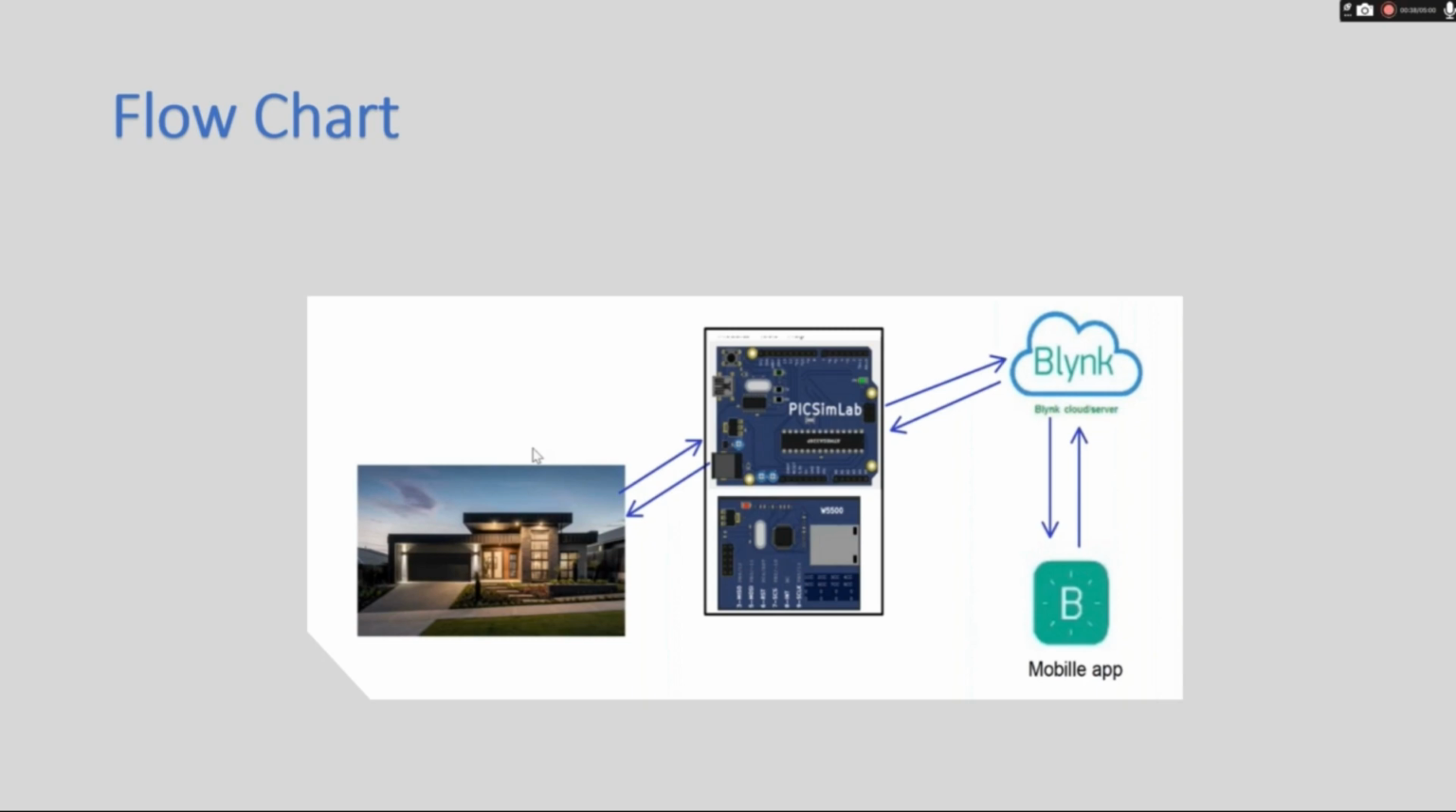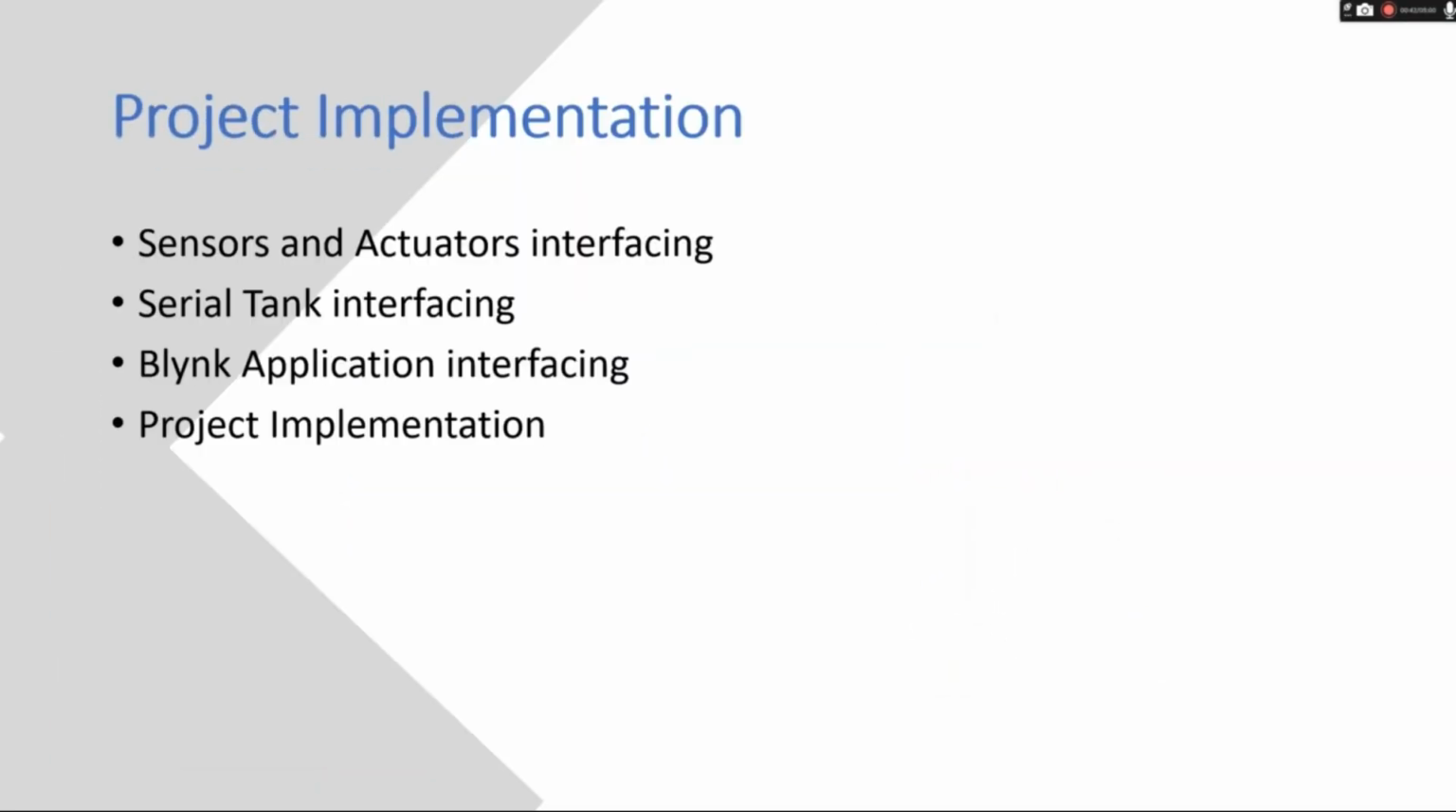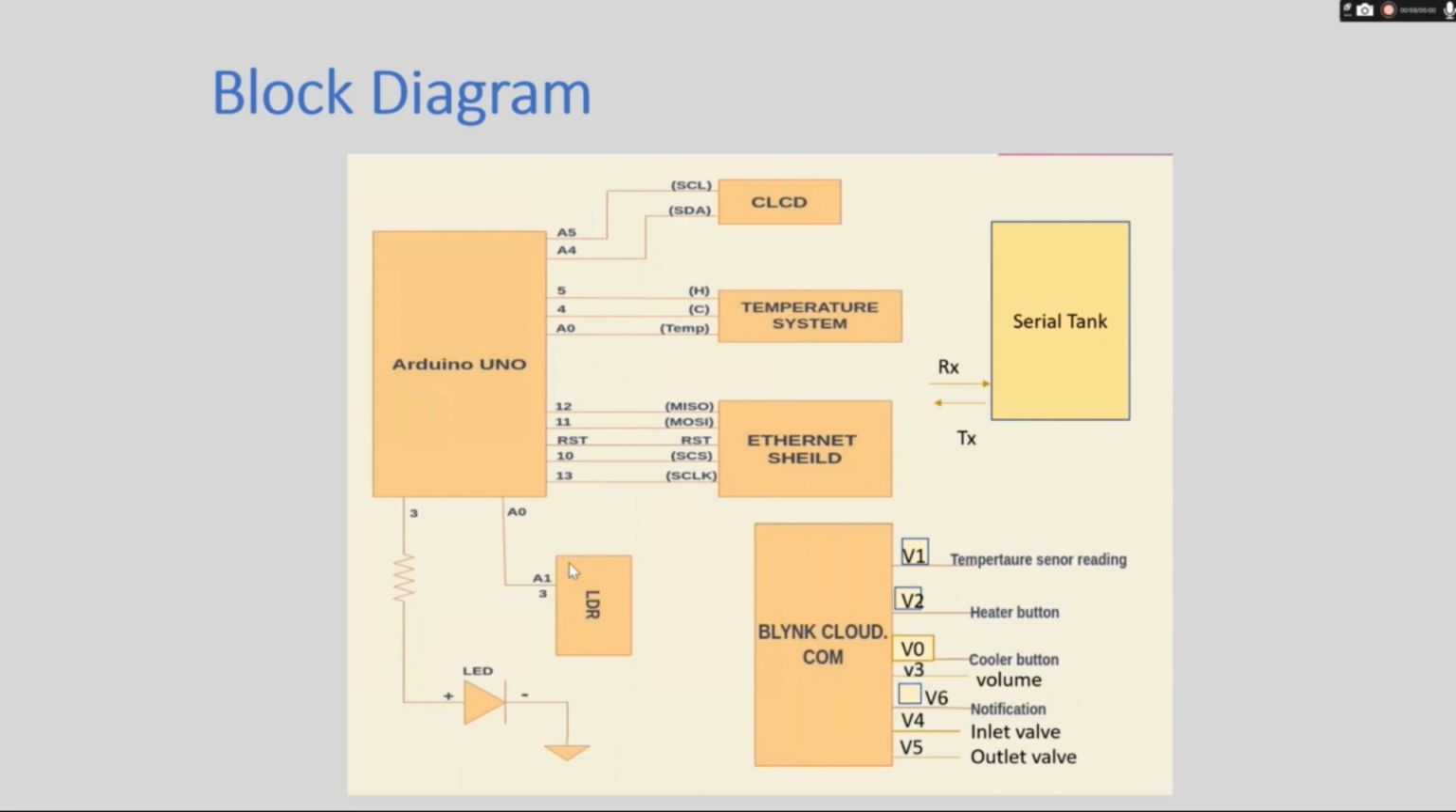This is now the project implementation: sensors, actuators and interfacing, serial tank interfacing, Blynk application interfacing, project implementation. So this is a block diagram of our project.